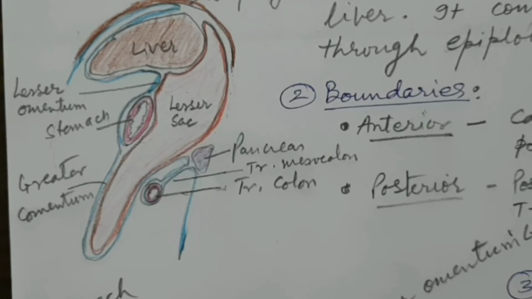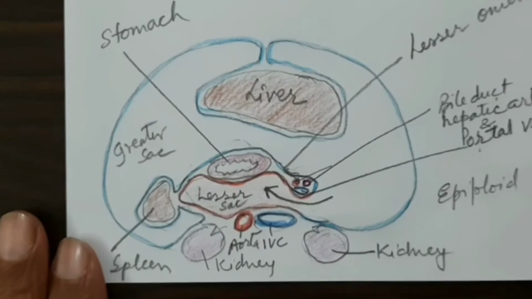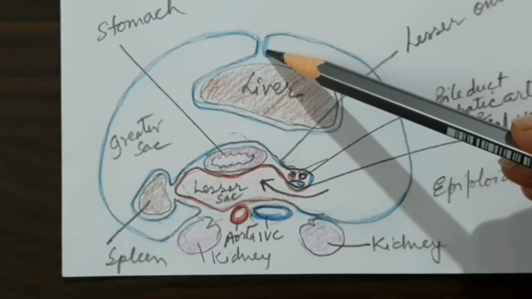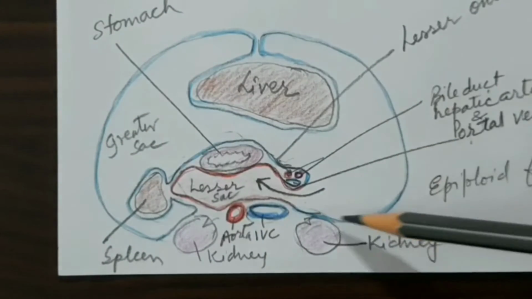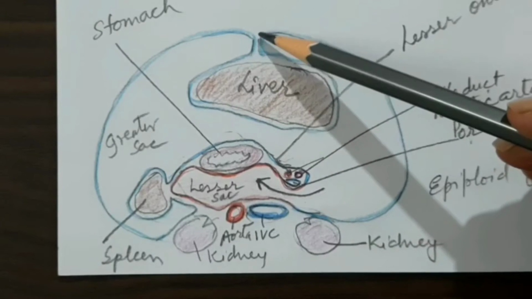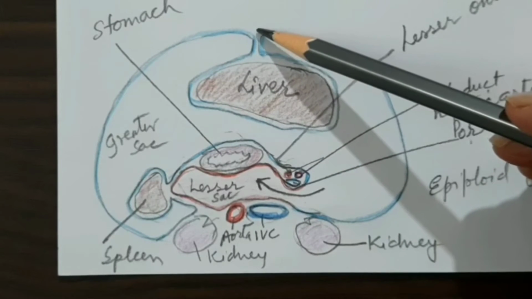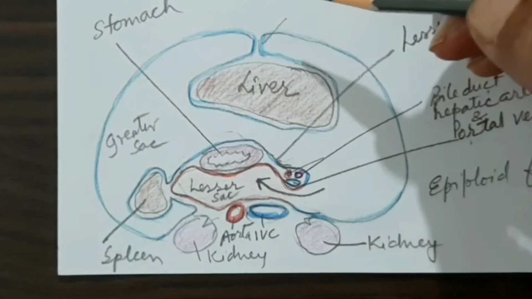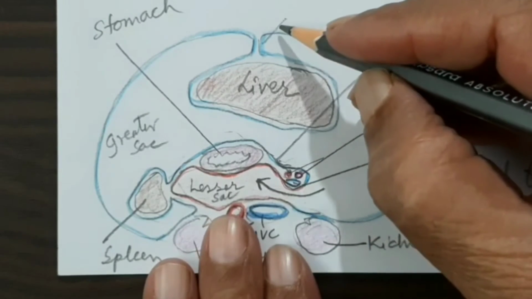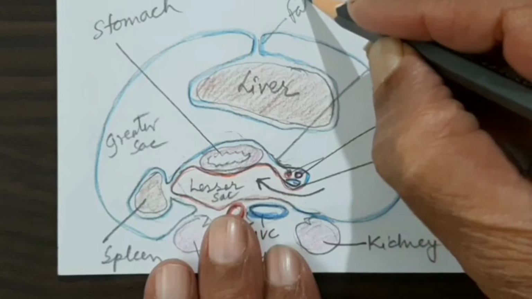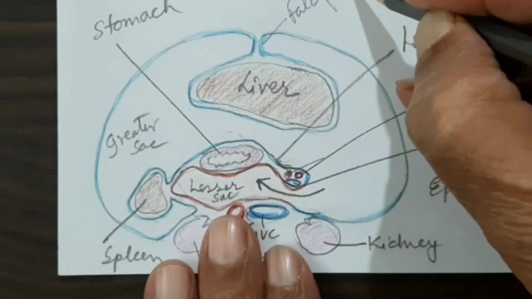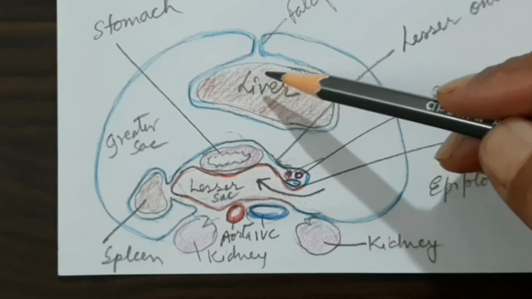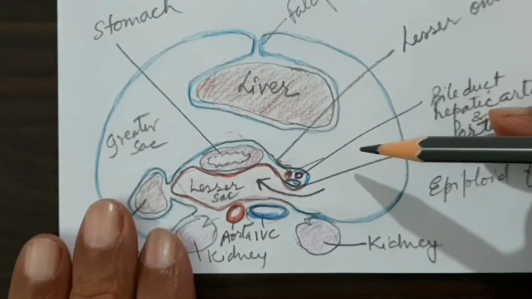So let me now explain the horizontal disposition of the peritoneum. See here, this double fold of the peritoneum, this is the parietal peritoneum, which I have shown in the blue line. And this double fold of the peritoneum which comes from the anterior abdominal wall to the liver is nothing but the falciform ligament, which goes to the anterior surface of the liver and divides the liver into right and left lobes.